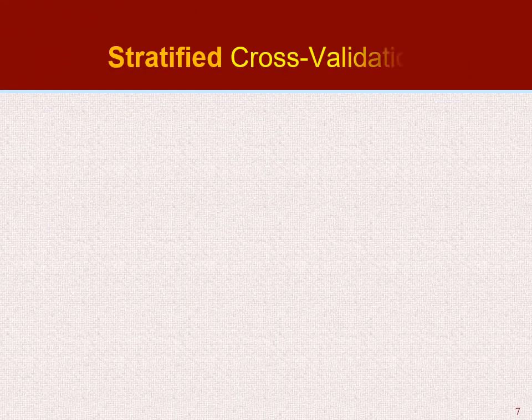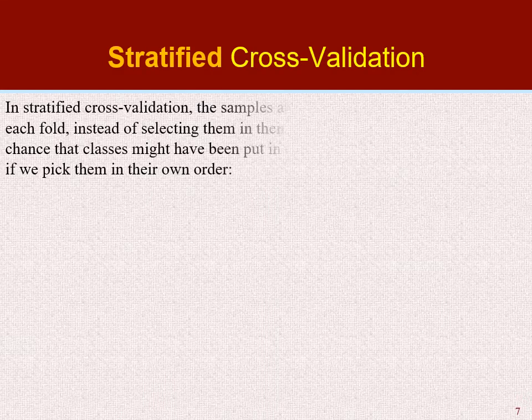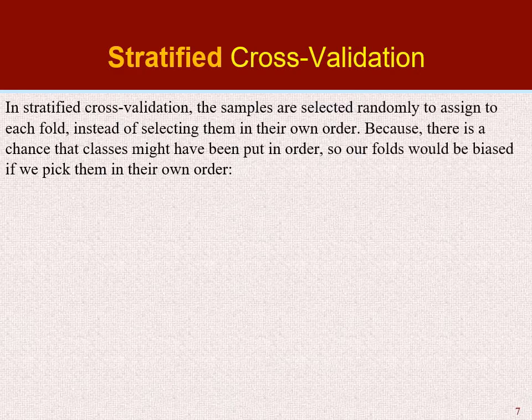A stratified cross-validation. In a stratified cross-validation, the samples are selected randomly to assign to each fold instead of selecting them in their own order, because there is a chance that classes might have been put in order, so our folds would be biased if we pick them in their own order. Let's see an example to make sense of all of this.